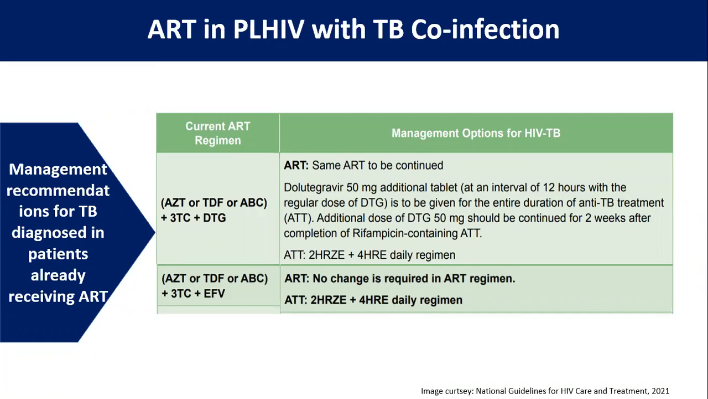Now, ART in PLHIV with TB co-infected, that is current ART regimen is with zidovudine or tenofovir or abacavir along with lamivudine and DTG. We know that dolutegravir can be given 50 milligram twice daily, and the usual ATT regimen can be continued. Now, for TLE or ZLE or ALE, there is no change required in the ART side nor in the ATT side. Usual ATT regimen can be co-administered with efavirenz-based regimen.